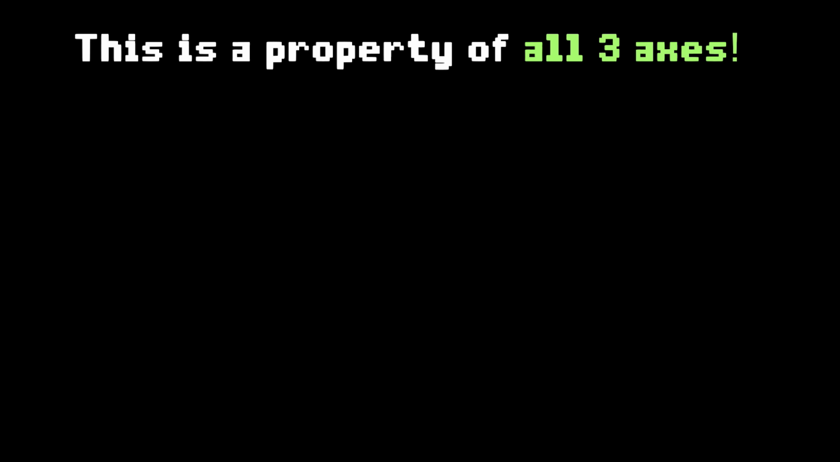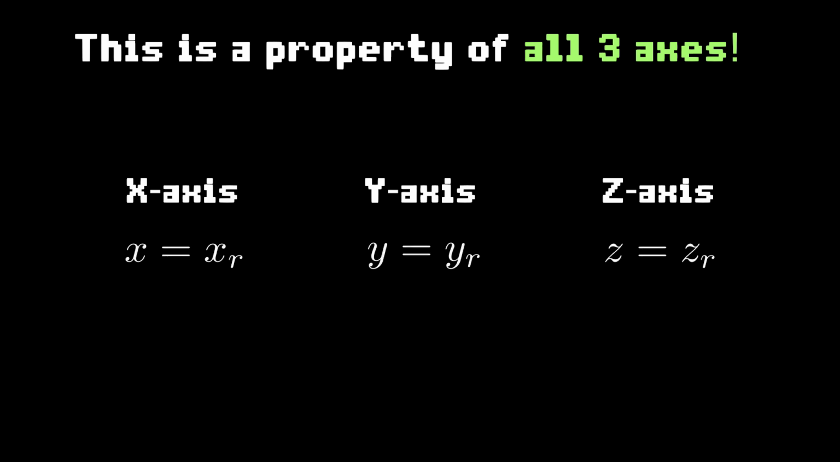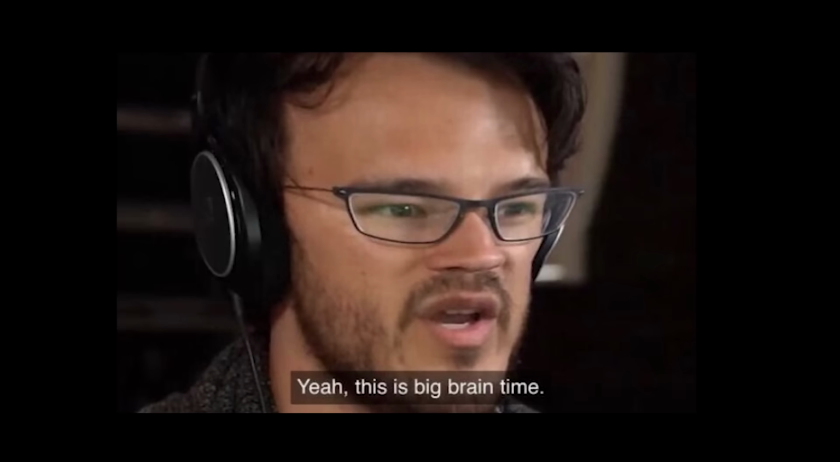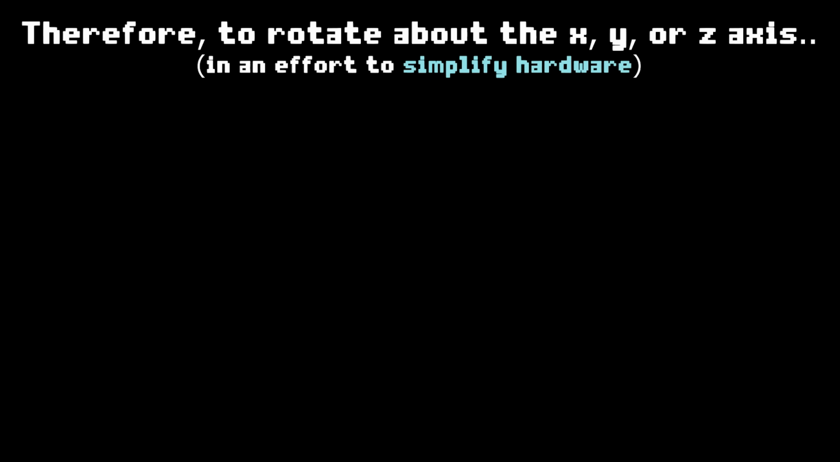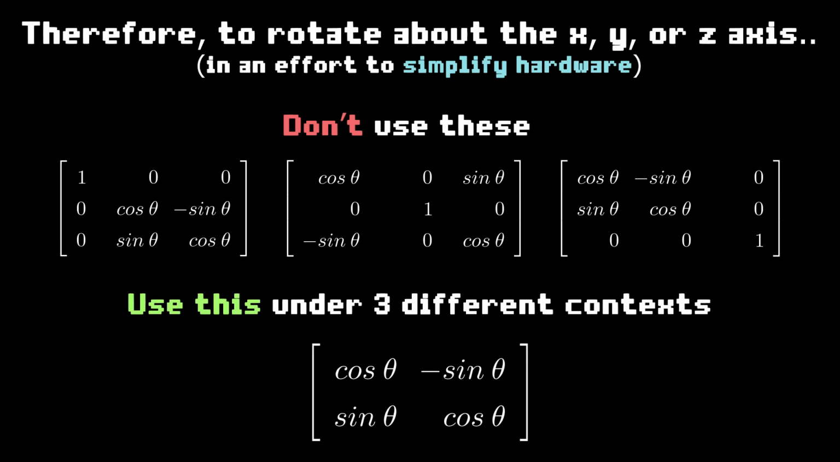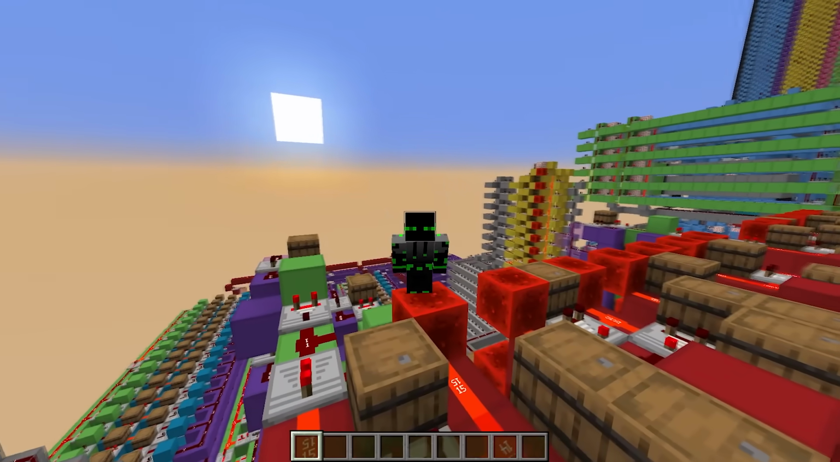Additionally, the y-axis and z-axis rotations also share the property that their respective letter does not change during a rotation. So we can use this trick for all 3 axes. This is huge. This means that if we want to rotate around the X, Y, or Z axis, we don't have to use 3 separate matrices. Instead, we can just ignore the letter that corresponds to the axis we want to rotate on, and then multiply by the same 2x2 matrix every single time. Pretty clever, right? I definitely think so. So, back in Minecraft, let's get to it.